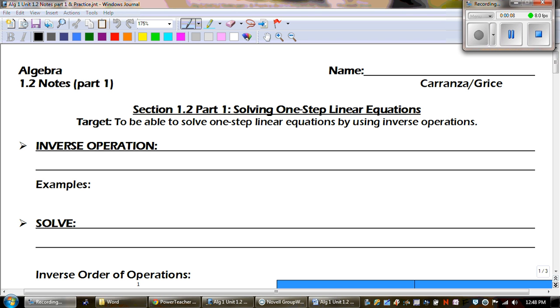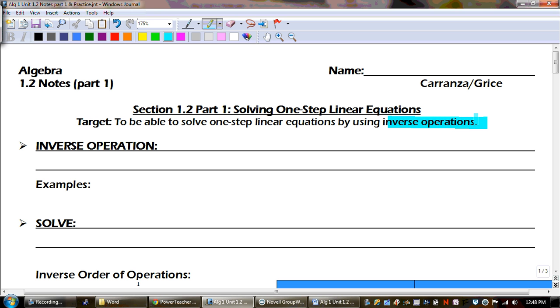Today we're talking about solving one-step linear equations. Our learning target today is to be able to solve one-step linear equations by using, that's right, inverse operations. So, what are inverse operations? What do you guys think?